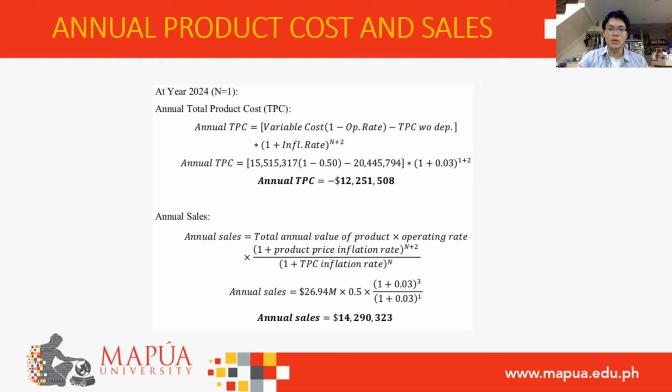I am Brother Kugan and I'll be discussing the annual cost and sales. Evidently, the annual total product cost can be determined using the formula given, containing the variable cost, operating rate, TPC debt, and inflation rate. For instance, at the year 2024, the first year of production is expected to have an annual TPC of around negative $12 million.